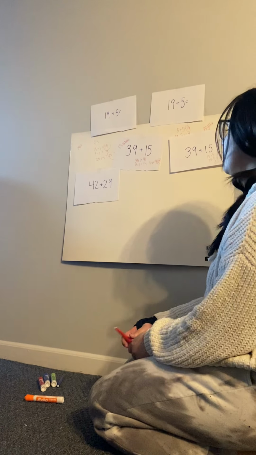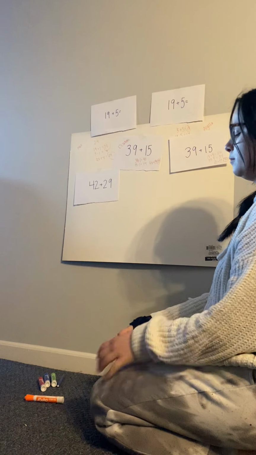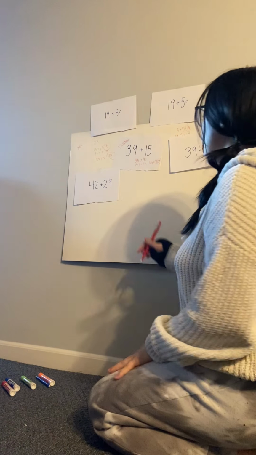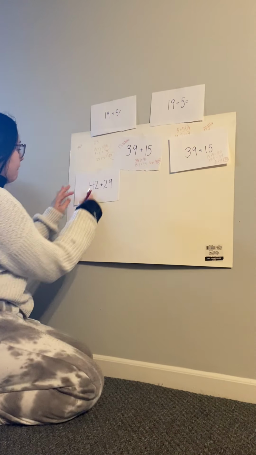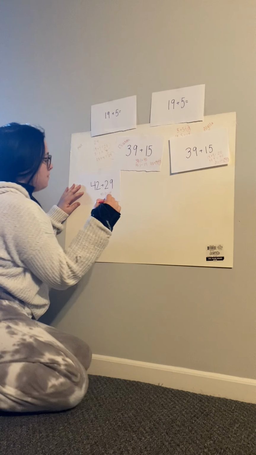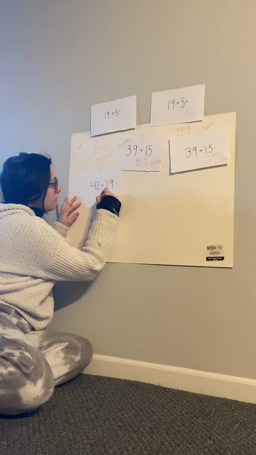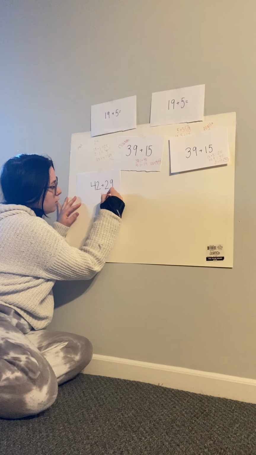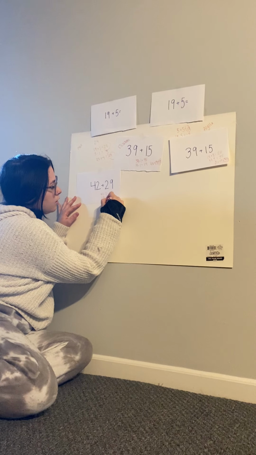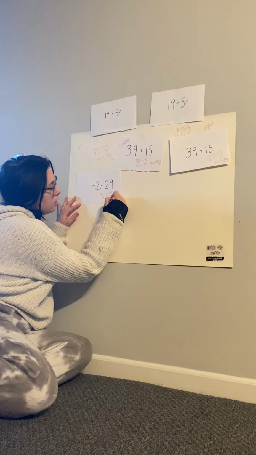Alyssa, how did you solve this problem? Can you tell me what you got? I did 42 minus 2 to get a friendly number, which is 40. Okay. And then I did 29 plus 2 to get 31.